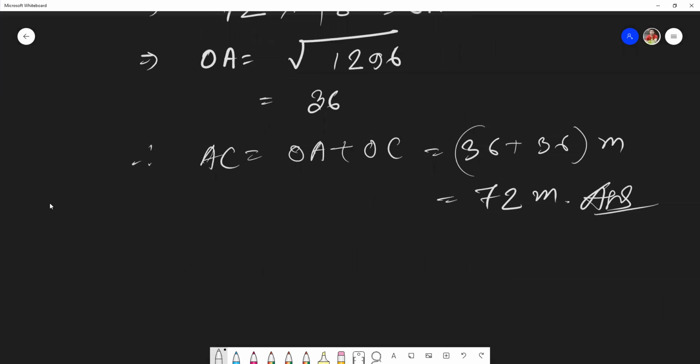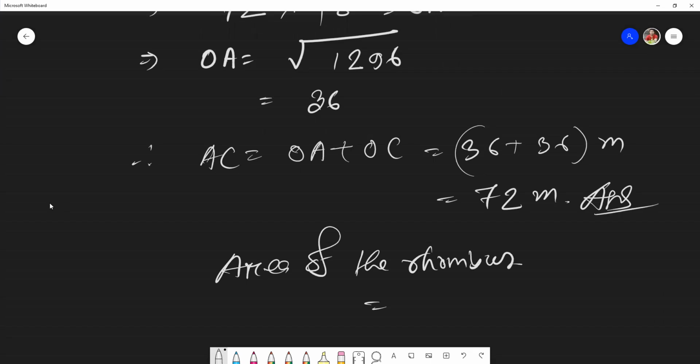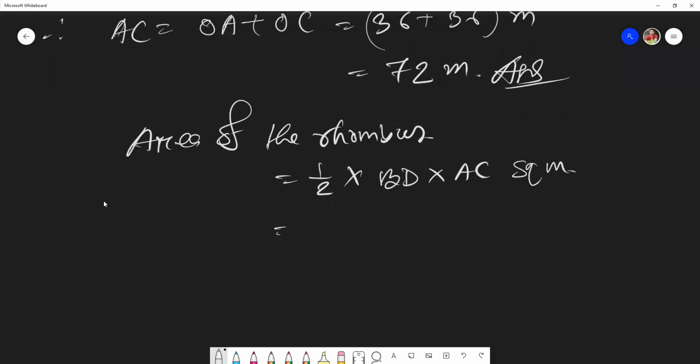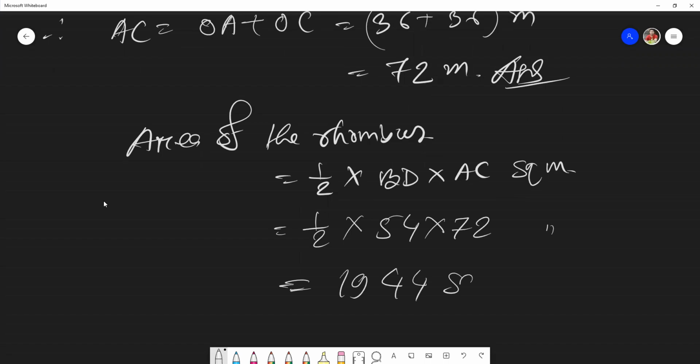Another answer is area of the rhombus is equals to half of two diagonals, BD into AC square meter. So here half times of BD, one diagonal is 54, another diagonal is 72 square meter. Doing the calculation here, 1944 square meter, and this is another answer.